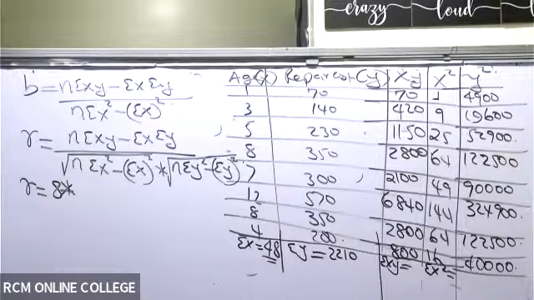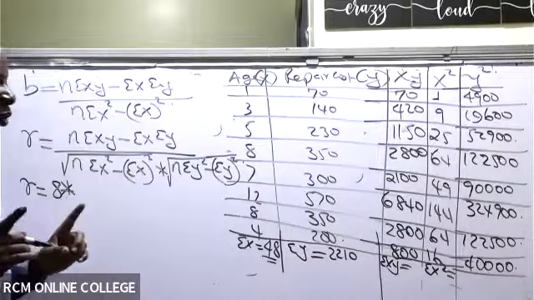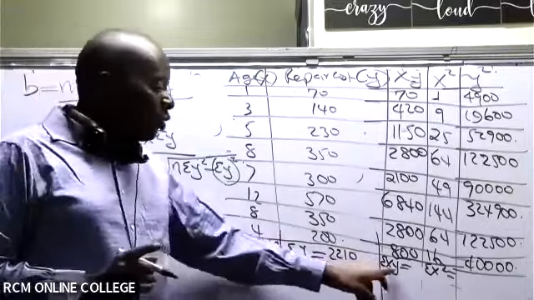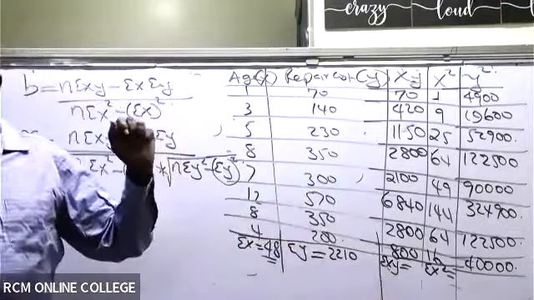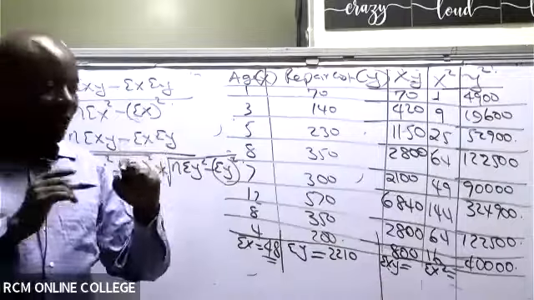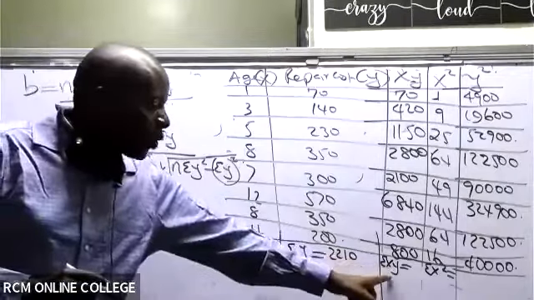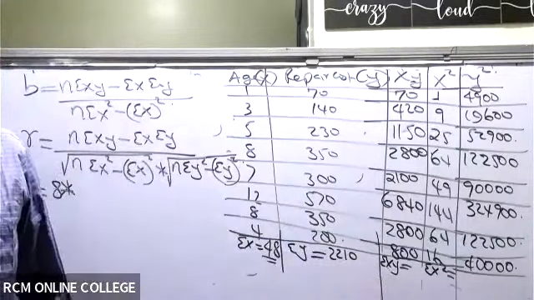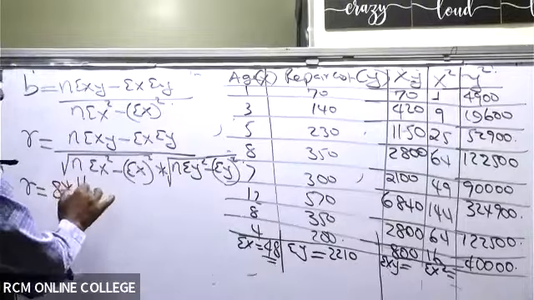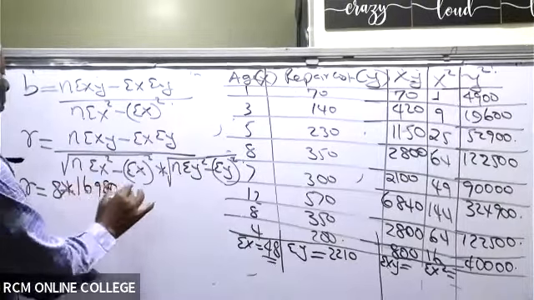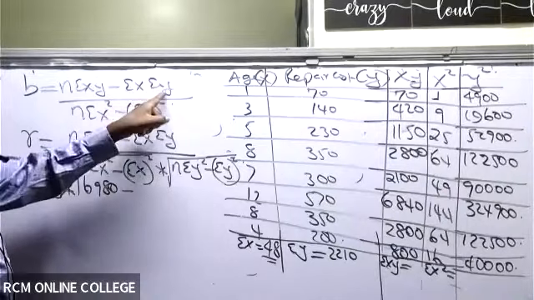Anybody who can remind Mwalimu the summation of xy would really be happy. If I'm reminded: summation of xy, not sum of x alone, not sum of y, summation of xy. This xy was 16,980. I hope you are able to remember that. Minus now summation of x times summation of y.